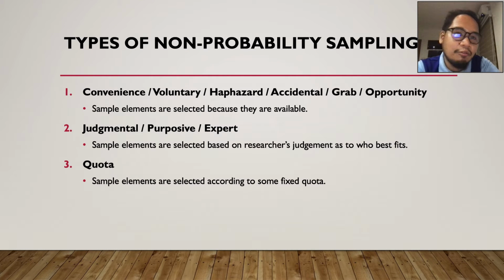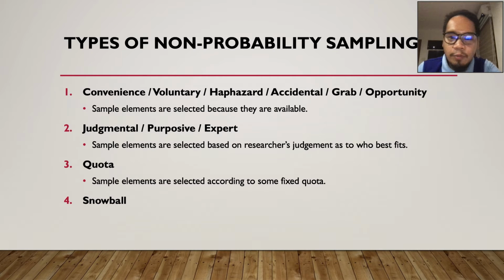We do that in quota, but it's not random. It may be the first 50, or it may be the 50 that is in your contacts right now. All right. So basically, it's stratified sampling, which is not random.